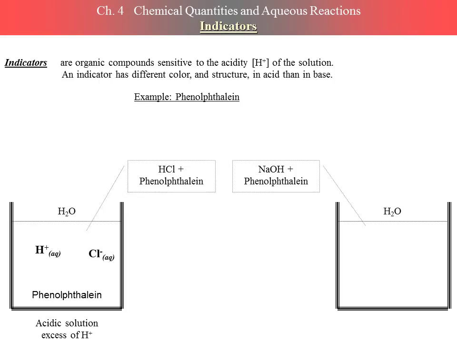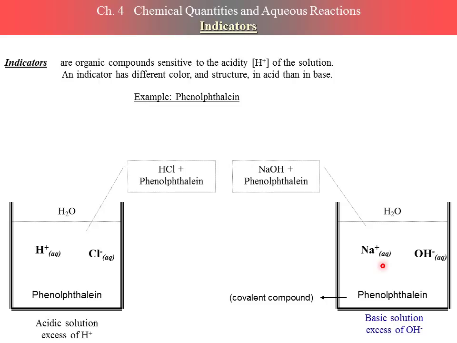Consider another solution where we place in sodium hydroxide and the same indicator. The sodium hydroxide, as an ionic compound, water soluble, will dissociate or ionize to give sodium and hydroxide. This is a basic solution since we have excess of hydroxide. In this case here, the indicator is going to react with the acid, and here the indicator is going to react with the hydroxide, with the base.